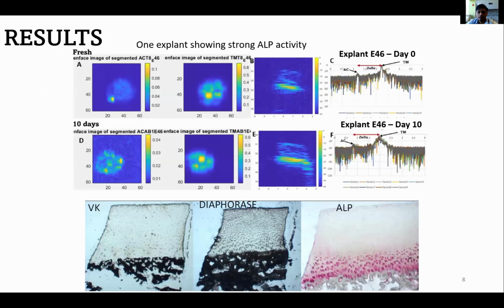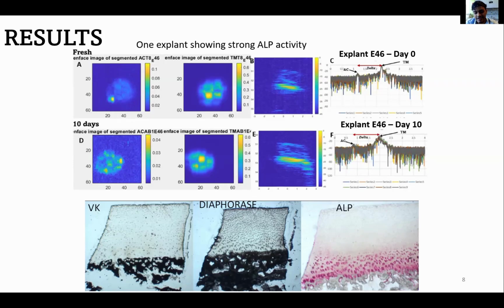So the results of this study showed us that, so we conducted ALP staining, and we found out that some of our shoulders were previously injured.